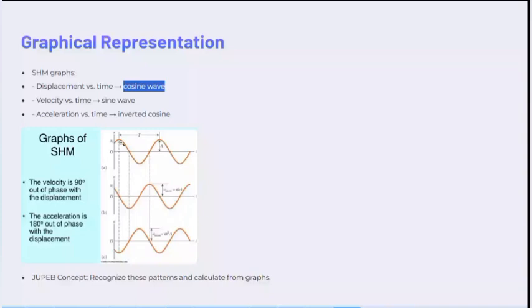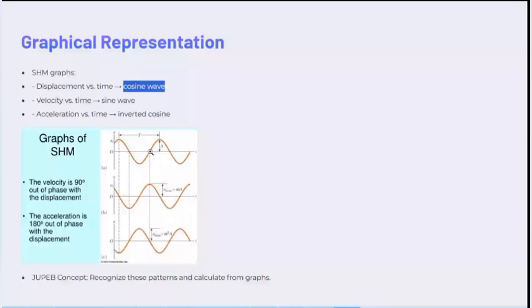So a cosine graph is one that starts from 1, goes down to 0, then after 0, it goes down to -1, comes back to 0, goes back to 1, comes back to 0, goes down to -1, comes back to 0. So this is how a cosine graph is.